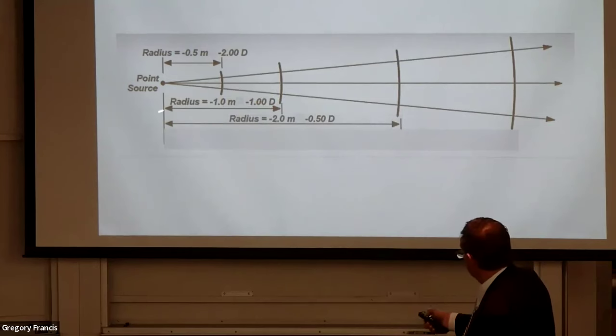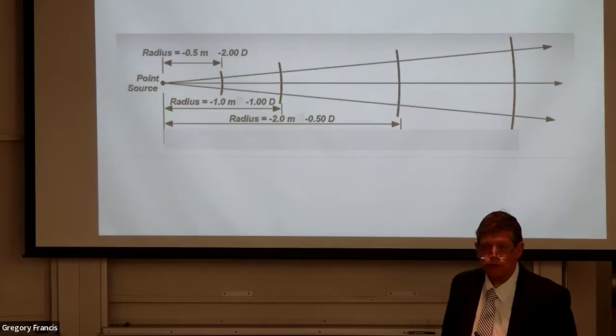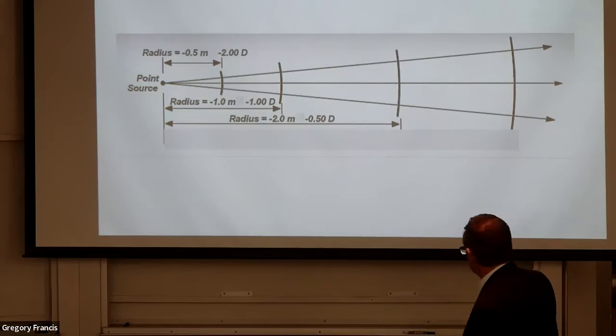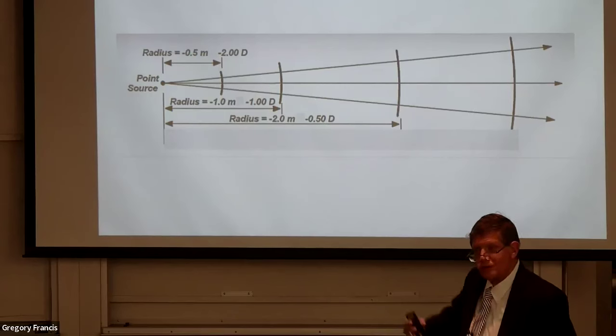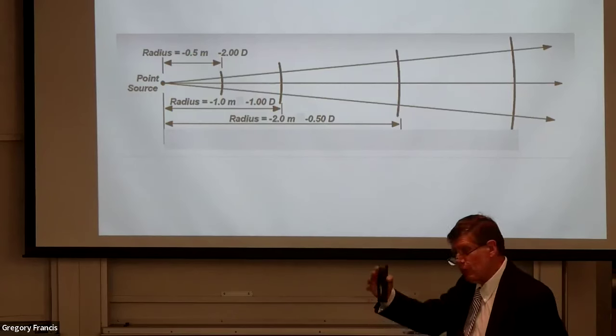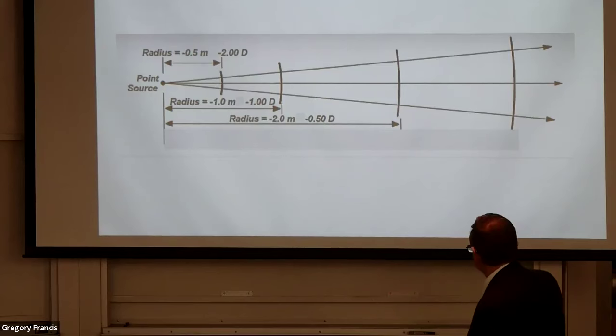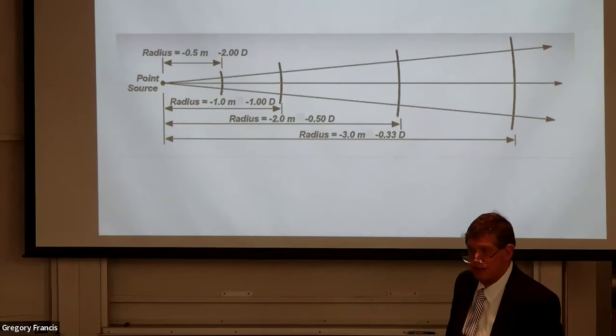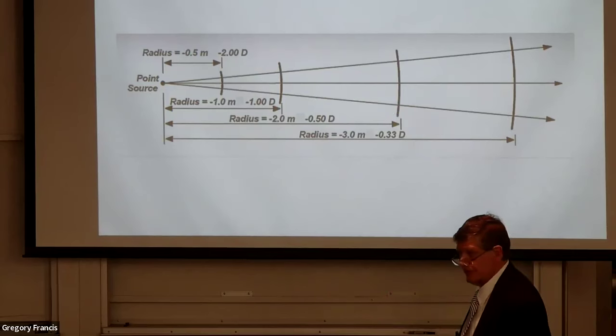Now, if I wait until it gets 2 meters away, well, that's going to be 1 over 2, the curvature, or 0.5. And you see how these curvatures are getting smaller. That should speak to your soul. They're not as curved. They're more like straight lines. And so if I go 3 meters out, now it's only 0.33 diopters, and it's negative again because it's spreading out.